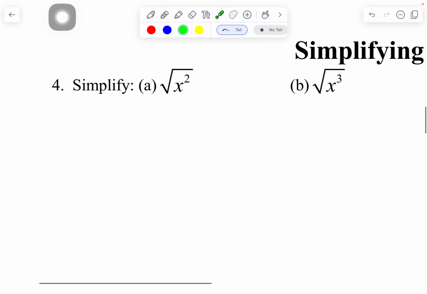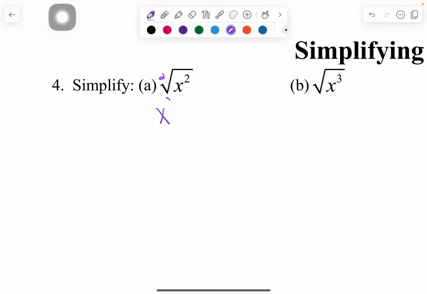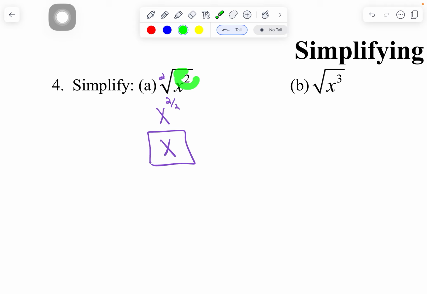So if I take a look at question number 4, part A and part B, basically what we want to look at is how can we simplify these, right? Because we're not dealing with numbers anymore. So question number 4, part A, we have the square root of x squared. Now, one way to do this is to convert this to a fractional exponent. So that is an index of 2, so this becomes x to the 2 over 2. Well, last time I checked, if I simplify this fraction, that's just x to the first, which would just be x. Okay, and we've talked about in equations where if you have a square and a square root, they cancel each other out.